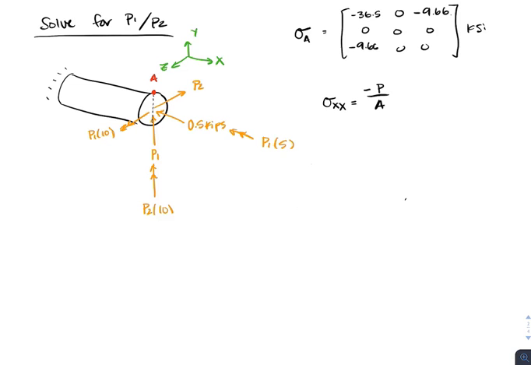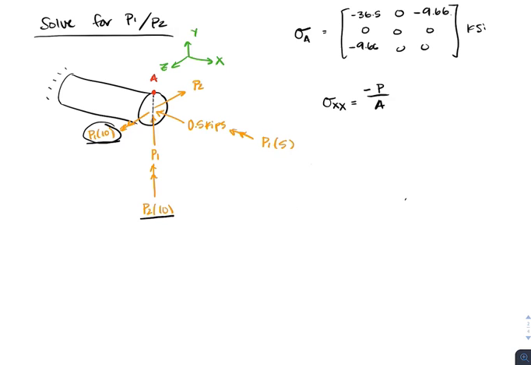Then we're also going to have a moment. We have two moments in this case: this P2 times 10 and this P1 times 10. Our P2 times 10 is in the same axis as where our point A is. So at point A, there's not going to be any stress due to that moment, since that's the axis it's bending about. That means we're only going to have stresses due to this P1 times 10. That's the bending moment we're most concerned about for our axial stress.